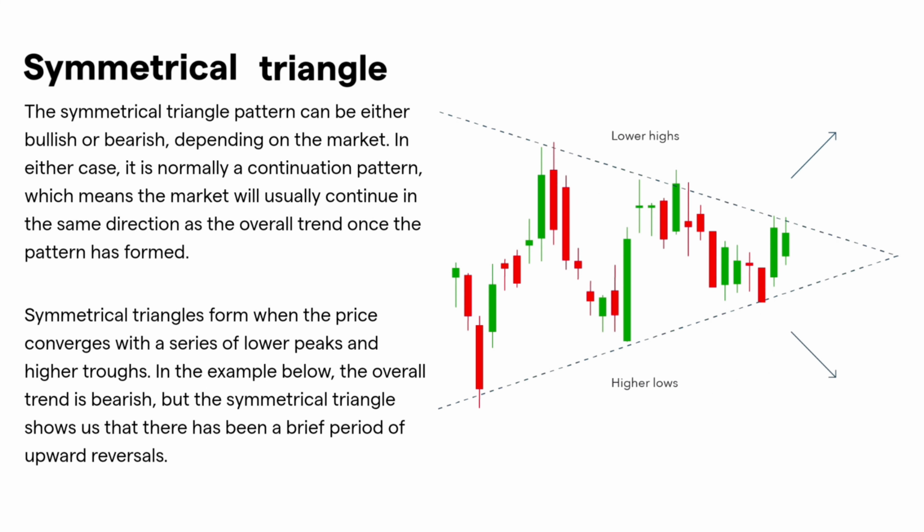The symmetrical triangle pattern can be either bullish or bearish depending on the market. In either case, it is normally a continuation pattern, which means the market will usually continue in the same direction as the overall trend once the pattern has formed. Symmetrical triangles form when the price converges with a series of lower peaks and higher troughs. In the example below, the overall trend is bearish, but the symmetrical triangle shows us that there has been a brief period of upward reversals.